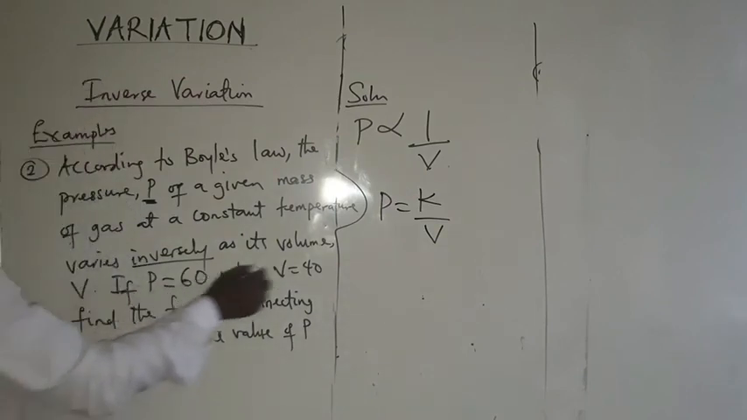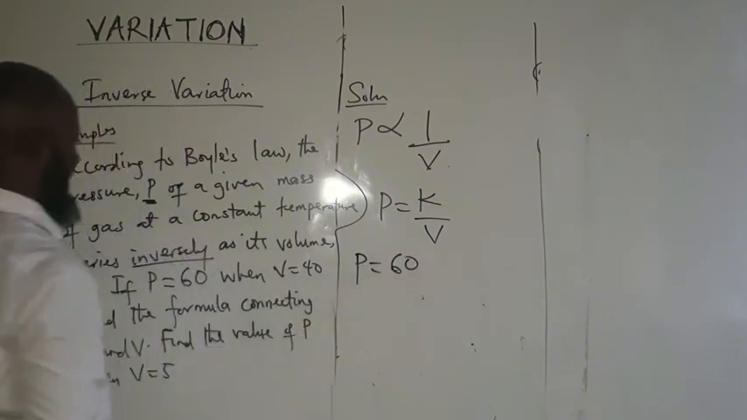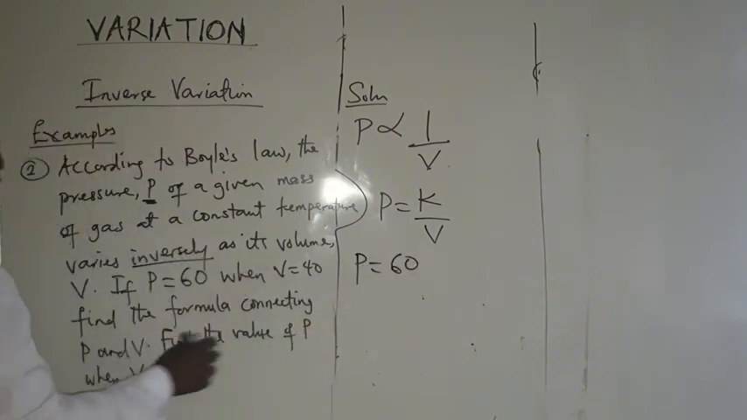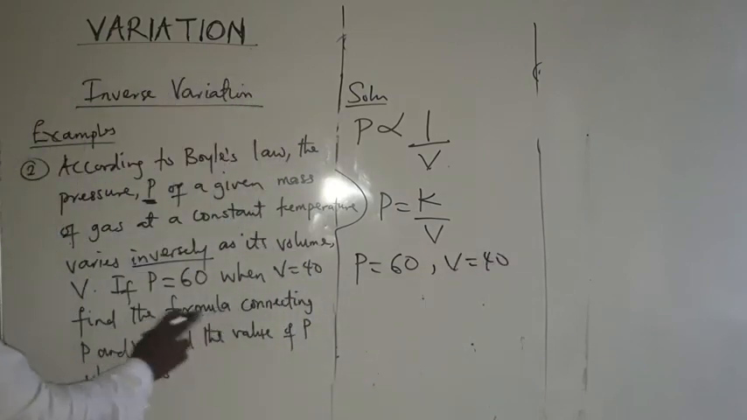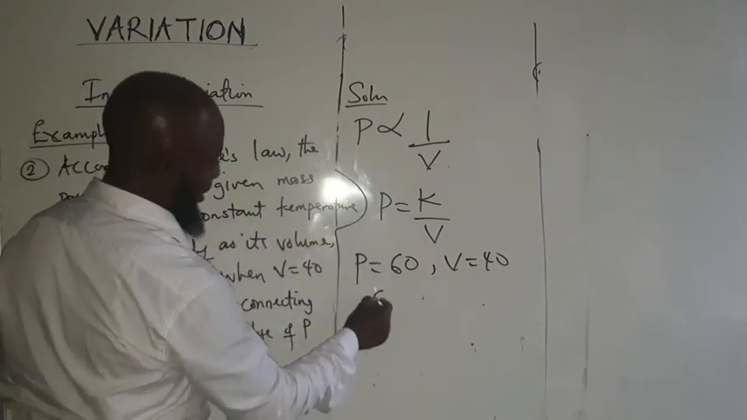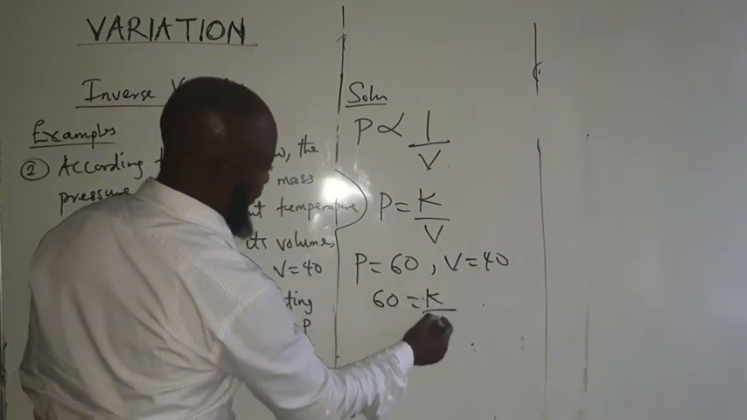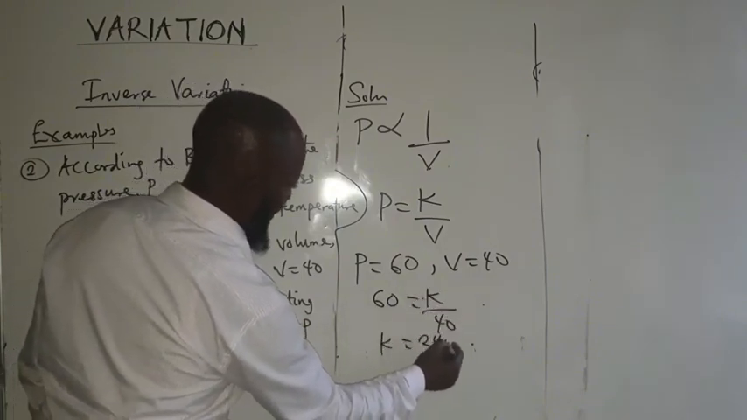Now, if P equals to 60 when V equals to 40, find the formula connecting them. So that means find the value of the constant, then put it into this equation. So let's find the value of the constant. That would be 60 equals to K over 40. So we cross multiply. That is K equals to 2,400.